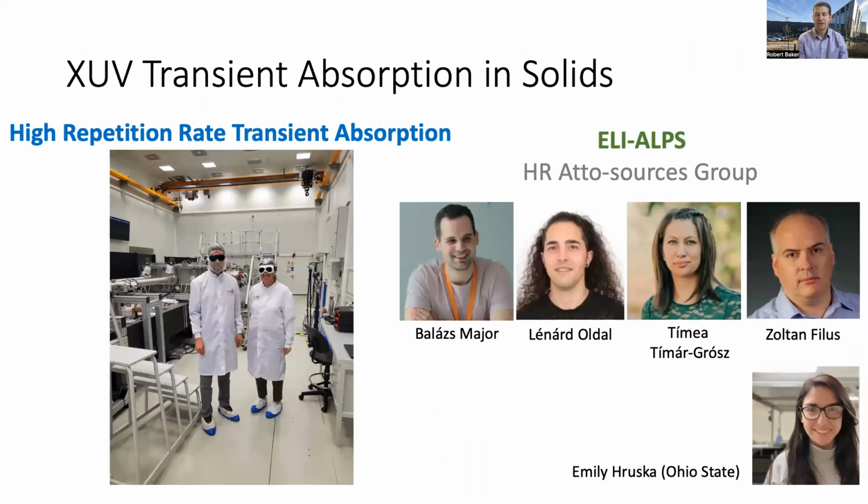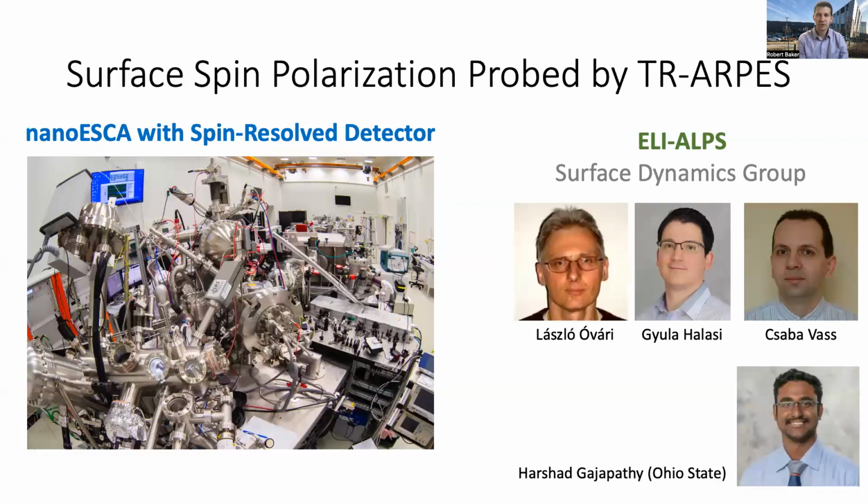While at ELI ALPS, my student Emily Hruska and I had the opportunity to work with the high repetition rate attosources group shown here toward the development of ultrafast X-ray transient absorption of solids at extremely high 100 kilohertz repetition rates. My research group continues to benefit from ongoing interactions with the research scientists at ELI ALPS. As shown here, my student Harshad Gajapathy is working with the ELI ALPS surface dynamics team to study charge and spin resolved transport using their Nano ESCA instrument.